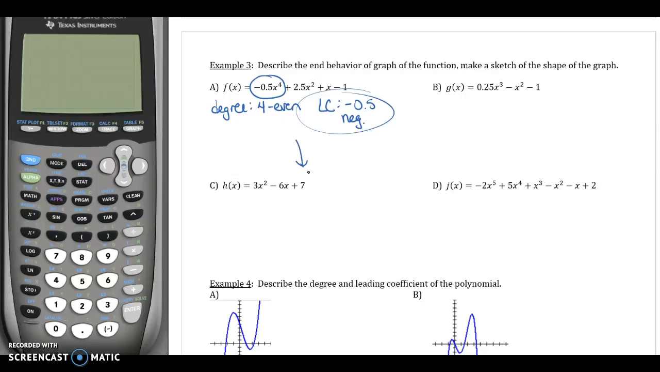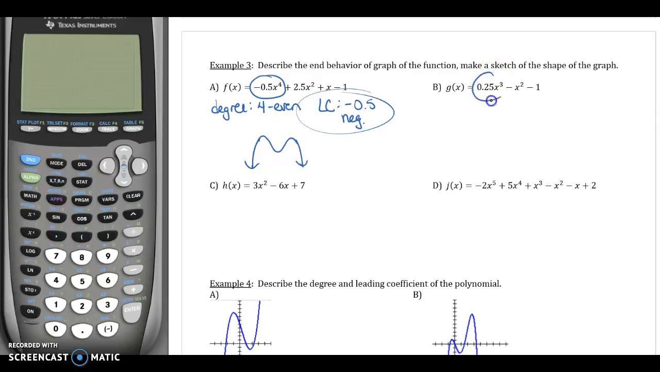Then I look at the degree. Even degree, the two ends have to point in the same direction. So the left side is also going to point downward. If you want to leave your sketch like that with a break in the middle, that is totally fine with me. This tells me that you know that both ends have to point downward, and something's going to happen in the middle between those. Because this is a 4th degree, it's probably going to end up looking kind of like an upside down W or an M. But you don't have to write that middle part if you don't want to.